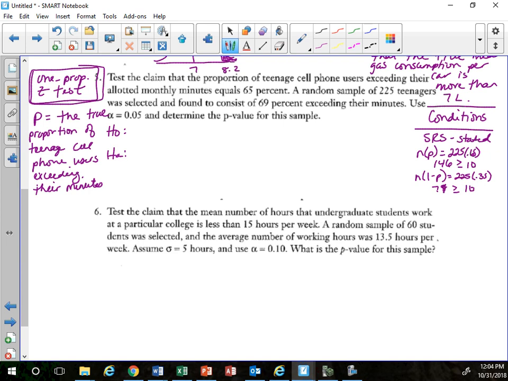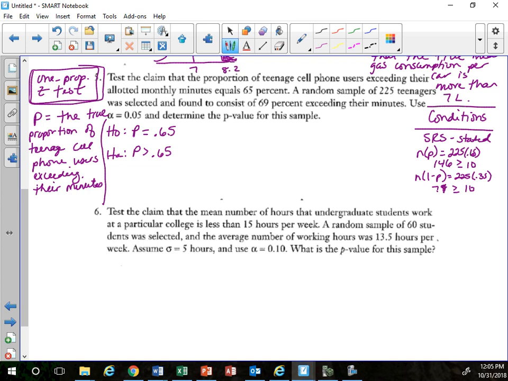Let's write our null and our alternative. What do you think the null is? U equals 0.65? Okay, are we talking means? P, yes. So P equals 0.65. Now what are we going to say is our alternative? Greater than 0.65, right? If we're talking about exceeding it, we think the proportion is bigger than that, because we had 0.69. So P is greater than 0.65.